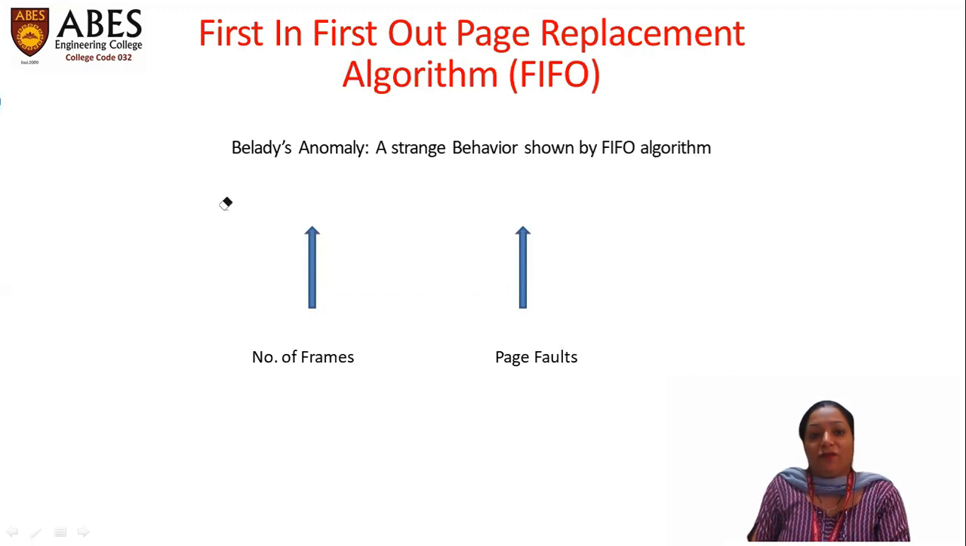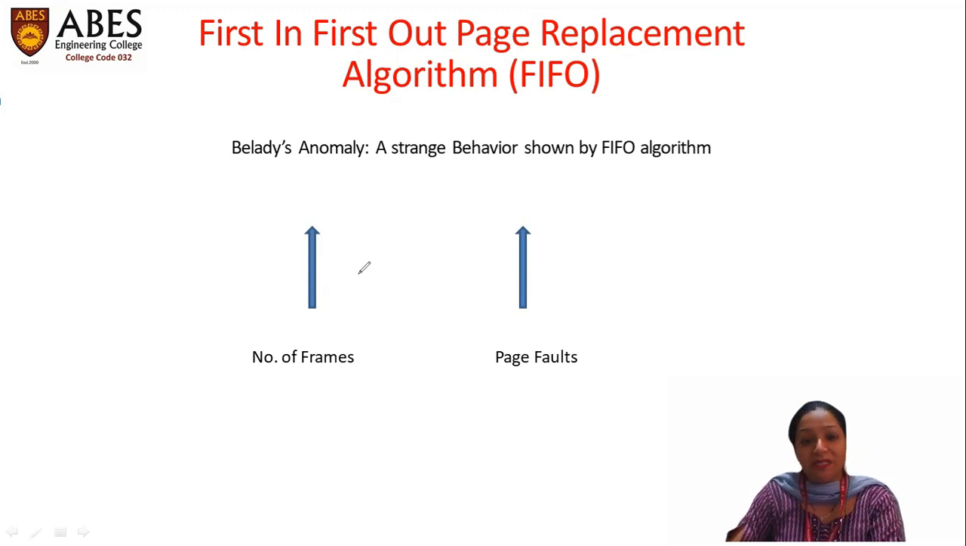Now, the foremost disadvantage of FIFO algorithm is that it suffers from an anomaly called Belady's anomaly, which says that if we increase the number of frames, by default, what should be there? If we increase the number of frames, then the number of page faults should come down, right? The number of page faults should decrease. But in the case of FIFO, for some specific reference strings, it has been seen that if we increase the number of frames, the page faults also increase. So it is a very important concept, and only the FIFO algorithm suffers from Belady's anomaly.